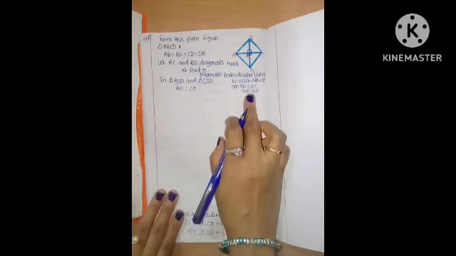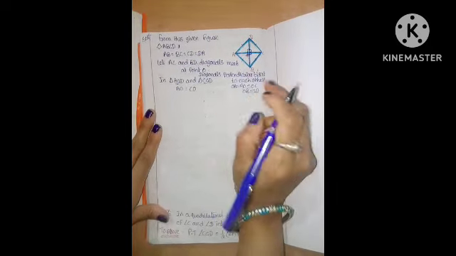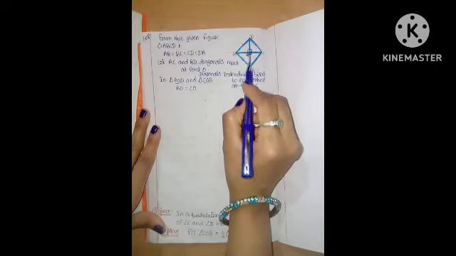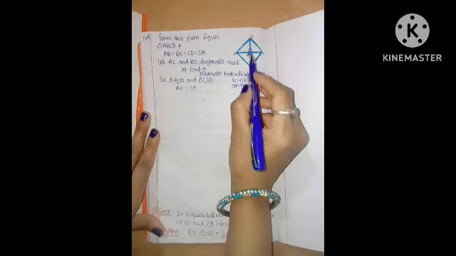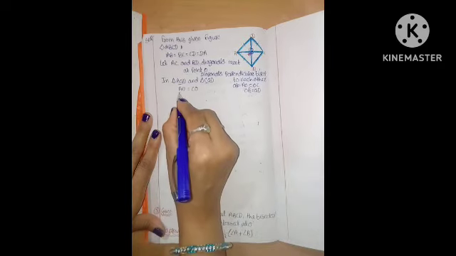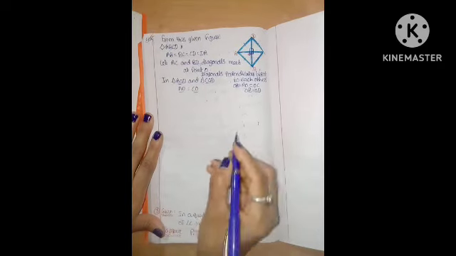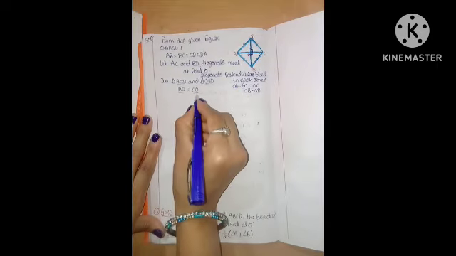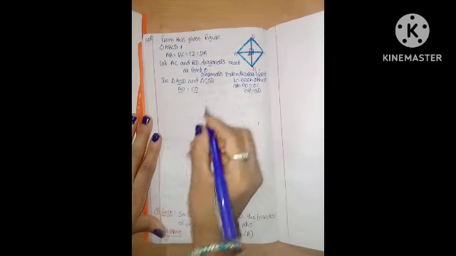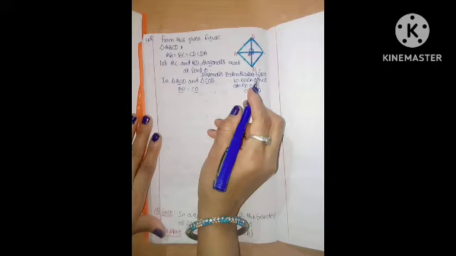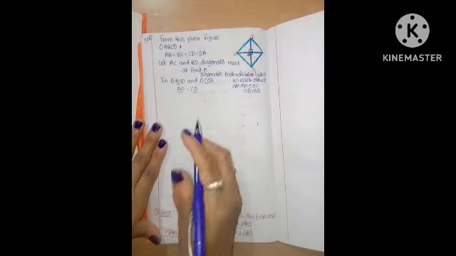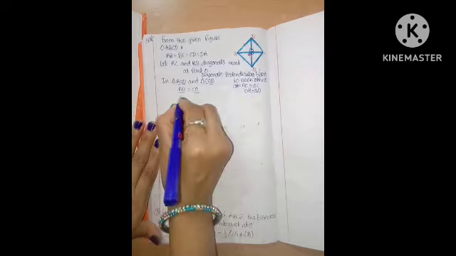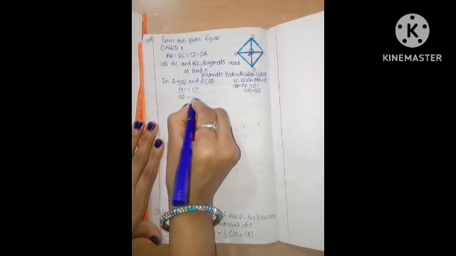Are you clear? Now, the diagonals are perpendicular and bisect each other, so these are all equal. So AO equals CO. Why is it equal? Because the diagonals perpendicularly bisect each other. And next, OD equals OD.